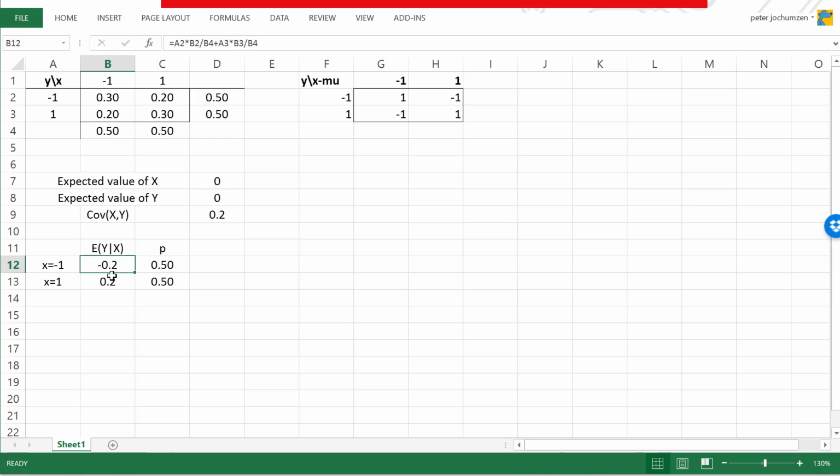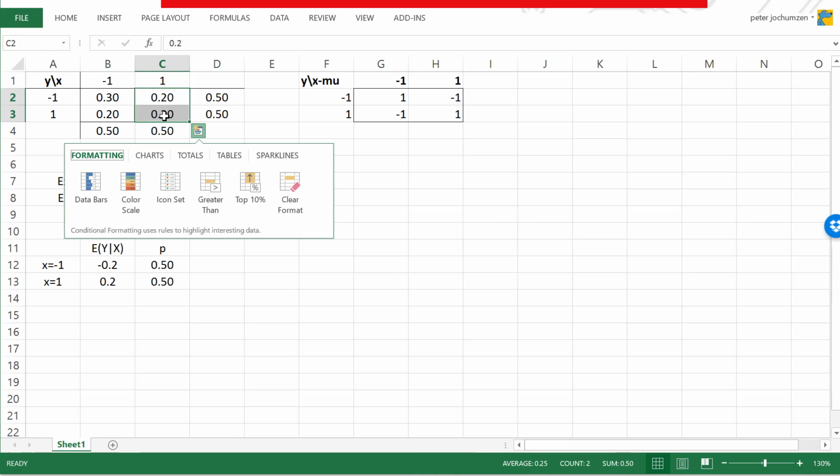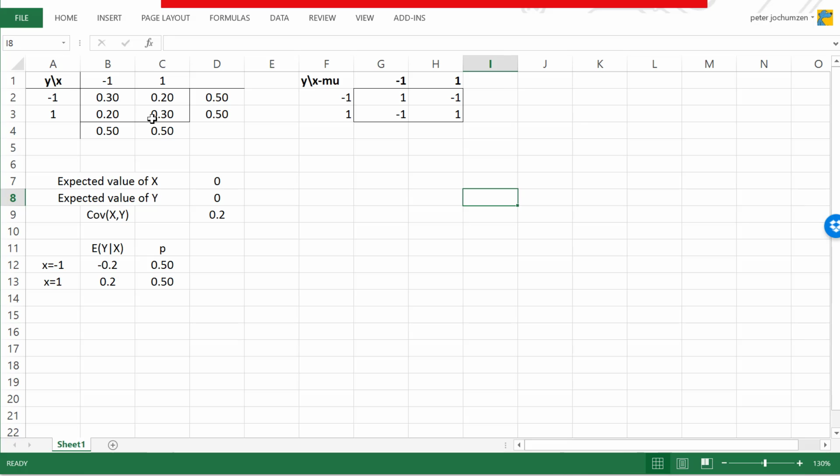In exactly the same kind of argument, the expected value of y when x is plus 1 must be positive, because now we're focusing on these two possible outcomes. You can try yourself with the opposite, putting 0.3 on the off diagonal and 0.2 on the diagonal elements. That will make the covariance negative, and that will make the expected value of y given x minus 1 positive, and it will make this one negative.